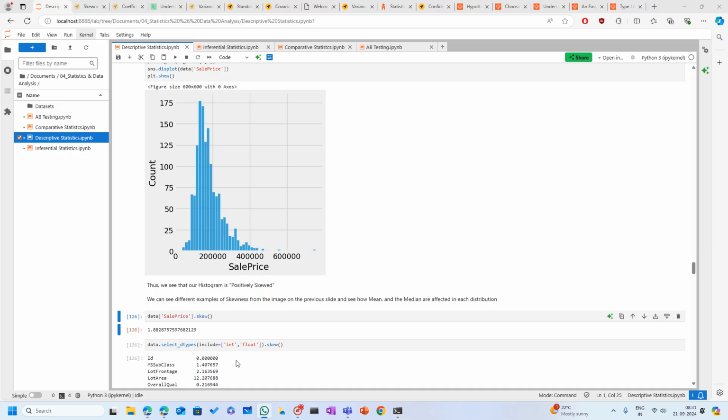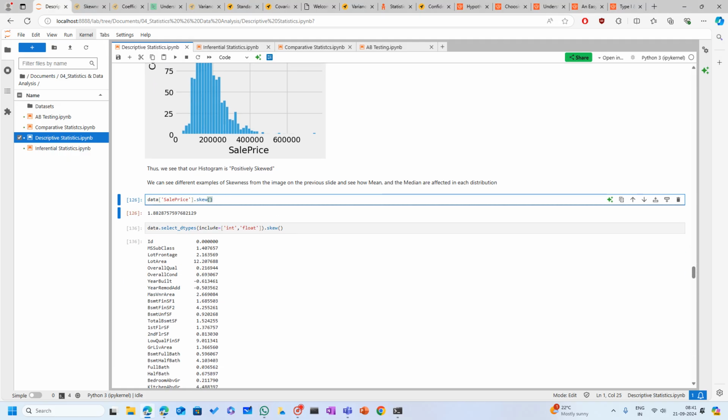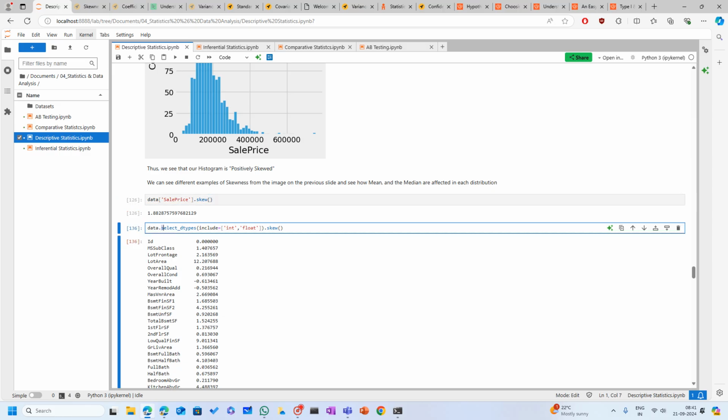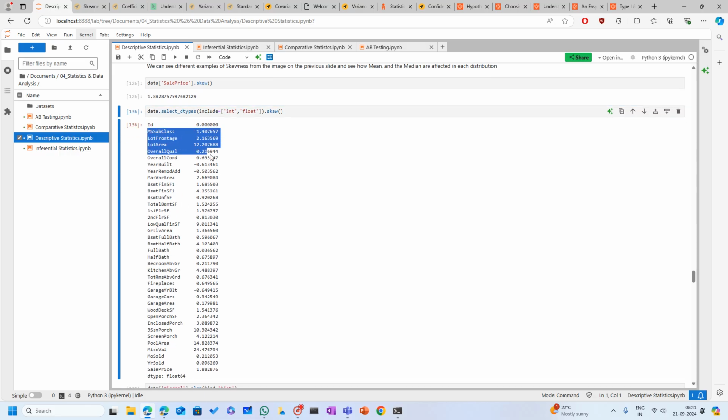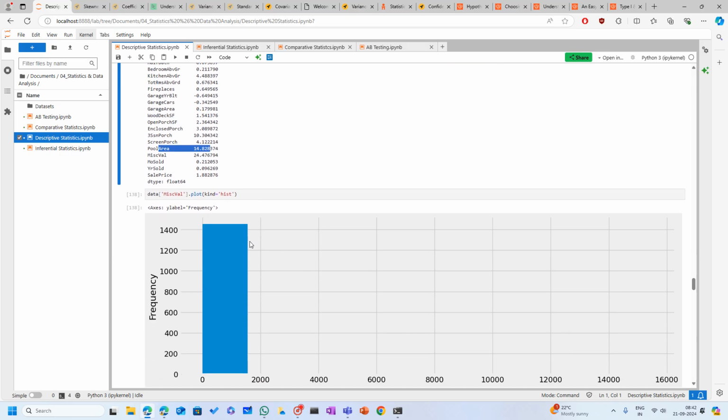Okay. And likewise, I have selected all the int values and float values, and to that I have tried to calculate the skewness. You can apply skewness as a function directly on your data, and when you do, you can get the skewness for most of the variables. So some are negatively skewed, that means the distribution is towards the right. And some are positively skewed, so I have plotted those one by one.